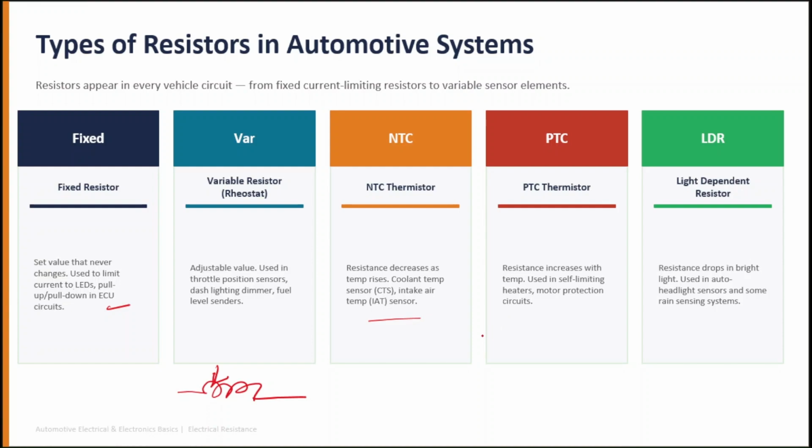There is one more type of resistor which we use for headlight and rain sensors, called the light dependent resistor. When the brightness of light increases, the resistance drops.